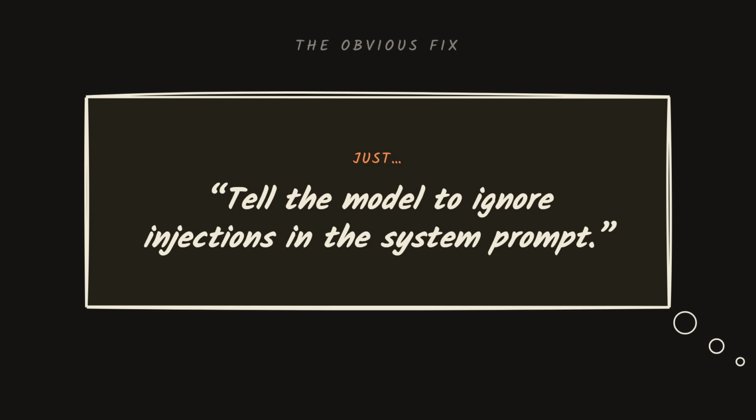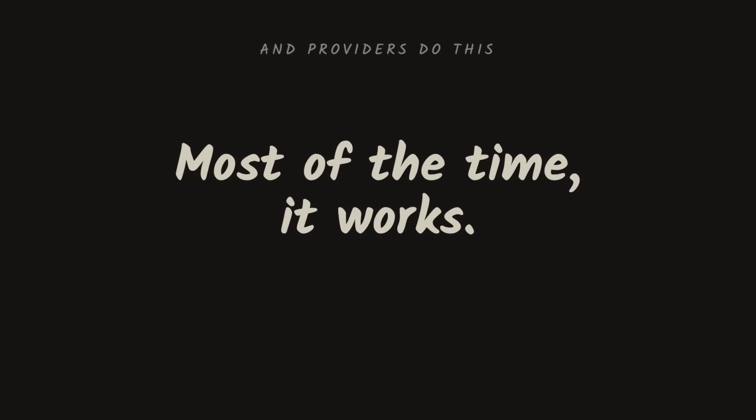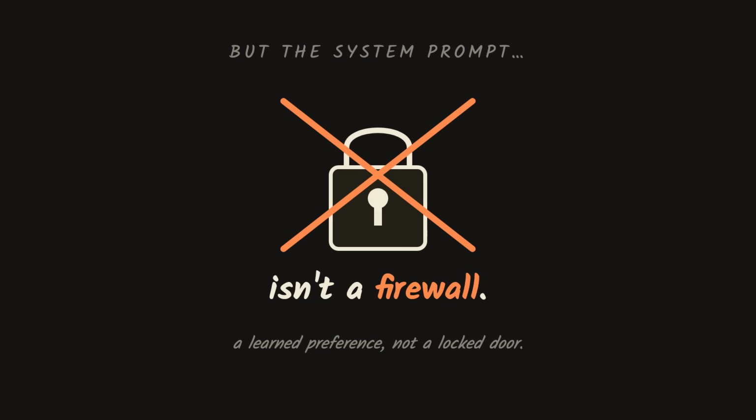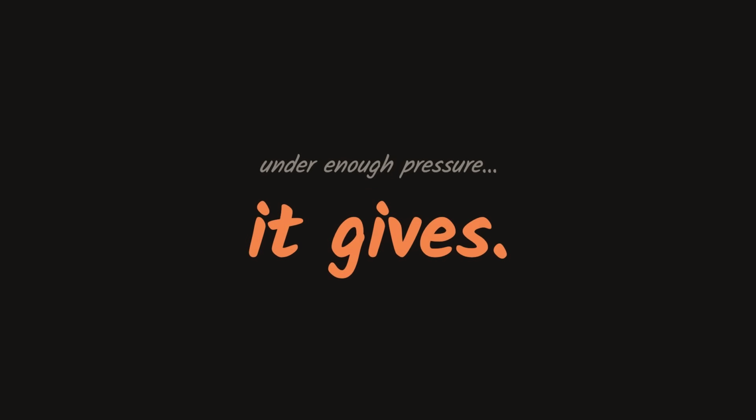Just tell the model, don't follow injections. And model providers do this. They post-train models to prefer system instructions over user input. Most of the time, it works. But the system prompt isn't a firewall. It goes into the same token stream as everything else. It's a learned preference, not a locked door. Under enough pressure, it gives.